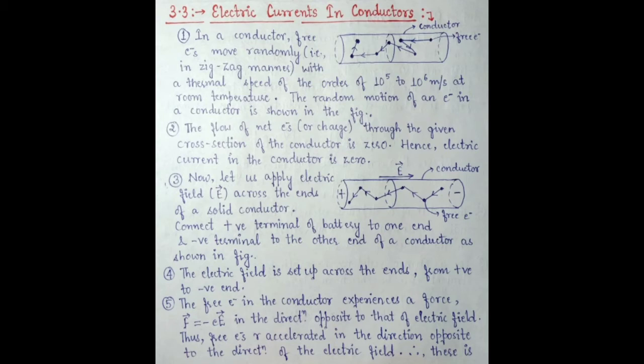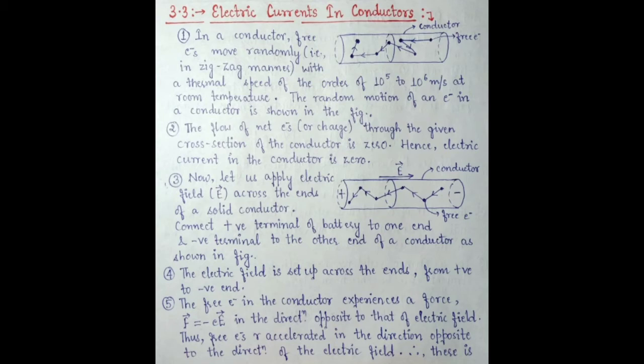Now here comes the very first point. It is written, in a conductor free electrons move randomly. I think it is clear to you. That is, in a zigzag manner with a thermal speed of the order of 10 to the power 5 to 10 to the power 6 meters per second at room temperature. The random motion of an electron in a conductor is shown in the figure, which I have already described to you.